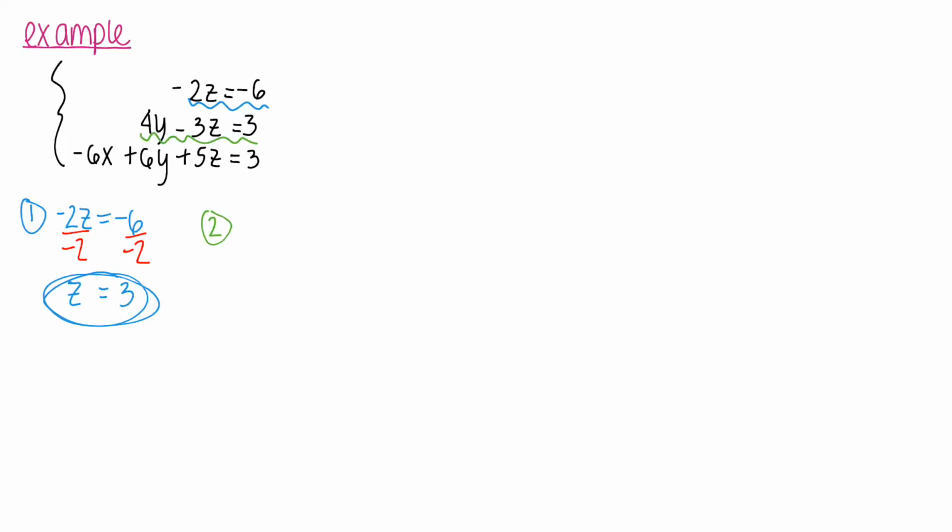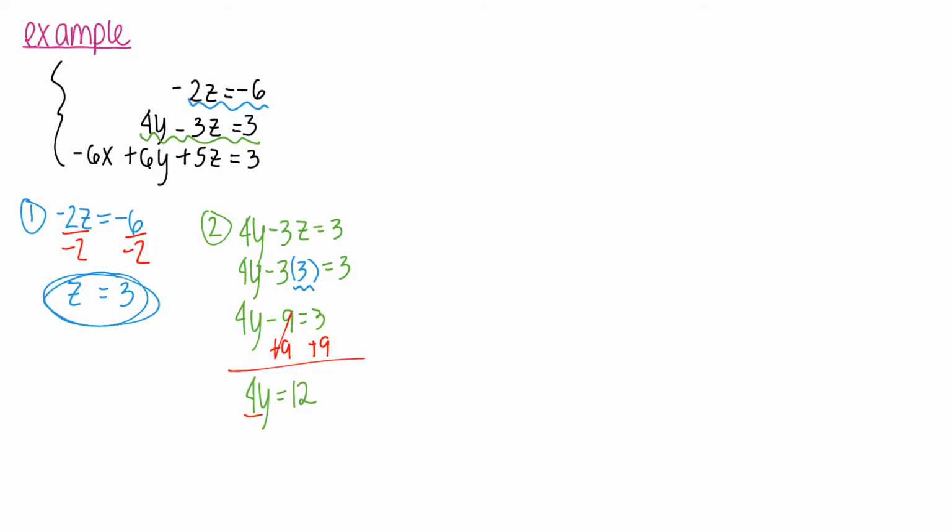Now we'll look at the equation that has two variables in it. We know z is 3, so we can plug that in. So I'll write down the full thing first. So 4y minus 3z is equal to 3. 4y minus 3 times z, which is 3, is equal to 3. 4y minus 9 is equal to 3. Adding 9 on both sides. 4y is equal to 12. And we get y equal to 3.